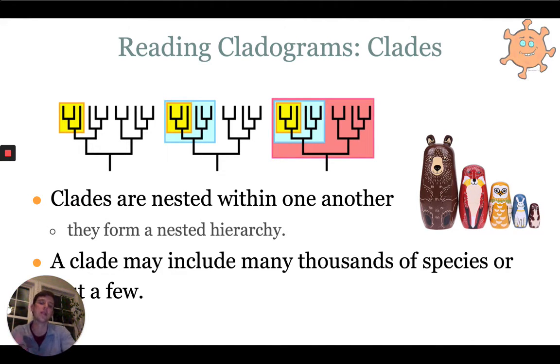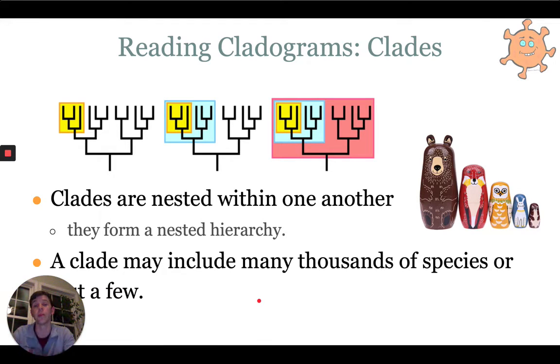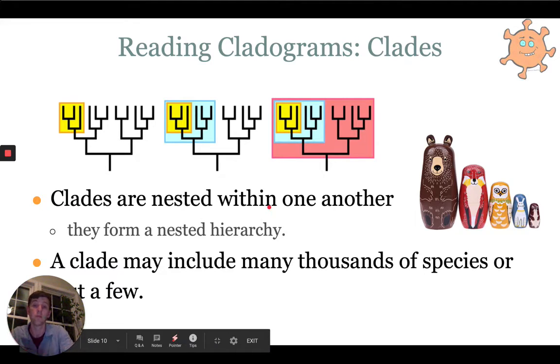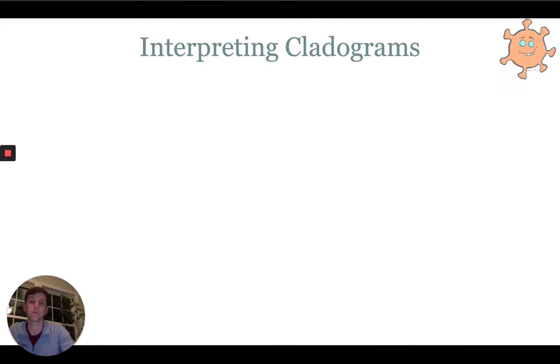So they're kind of nested together. If you've ever seen these little nesting dolls where one doll fits into another one, and you can take those apart in half and put them inside of each other and they all stack up, eventually all of these would fit inside that bear. And so that's kind of the way that these clades work. But just remember, a clade may include thousands of species, like mammals, or it could just be one species.